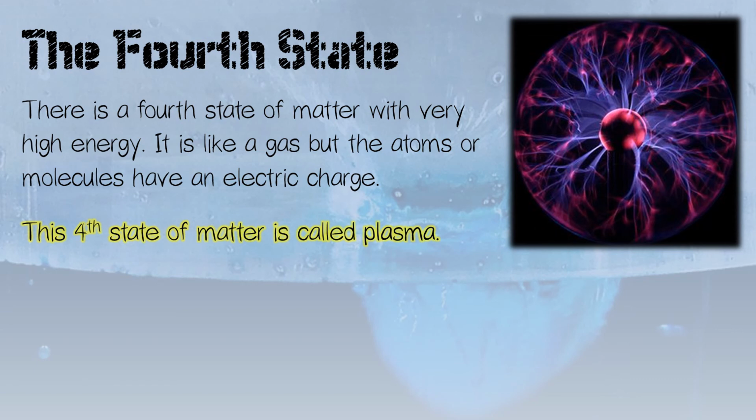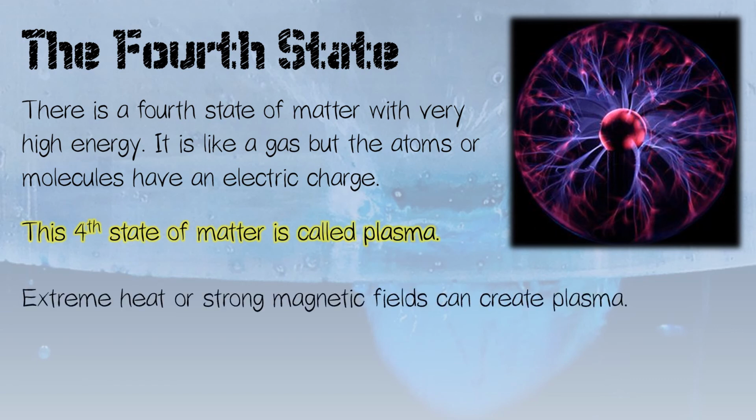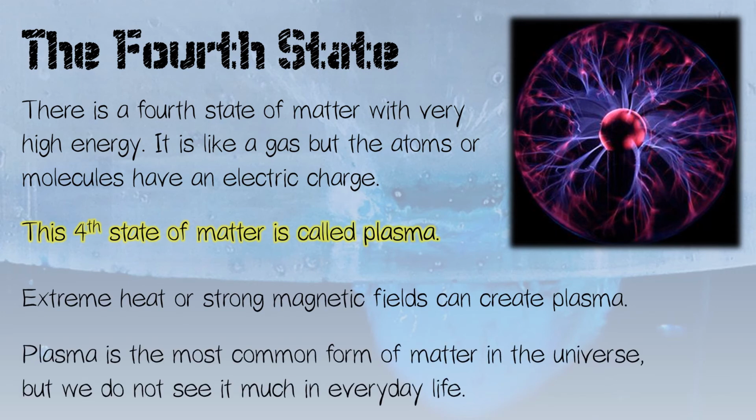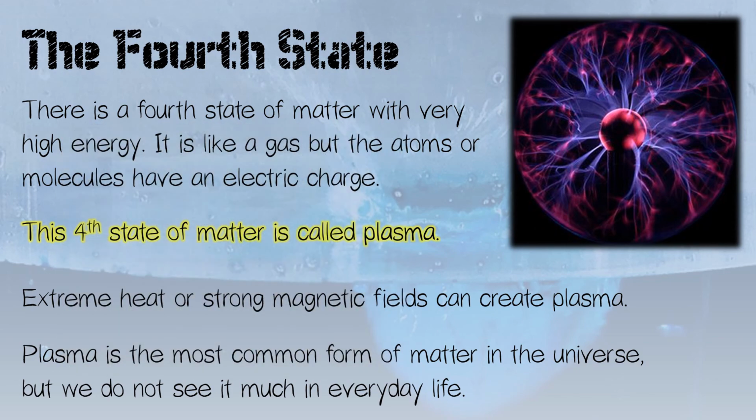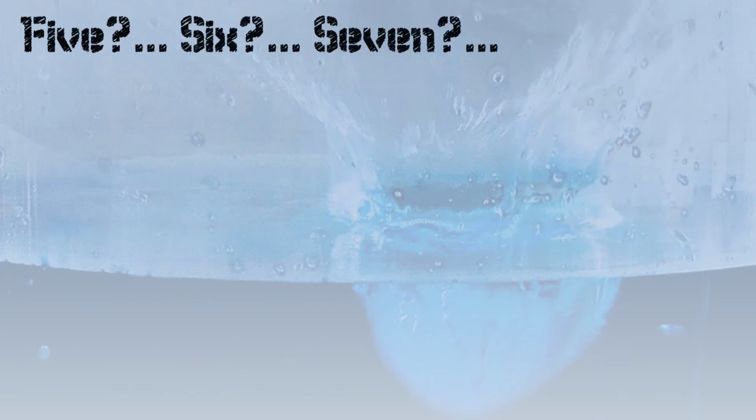Extreme heat or very strong magnetic fields can create plasmas. In fact, plasma is the most common form of matter in the entire universe. All stars are made of plasma, but we do not see it much in everyday life, especially before the science of the modern world. But in fact, we are still not done.